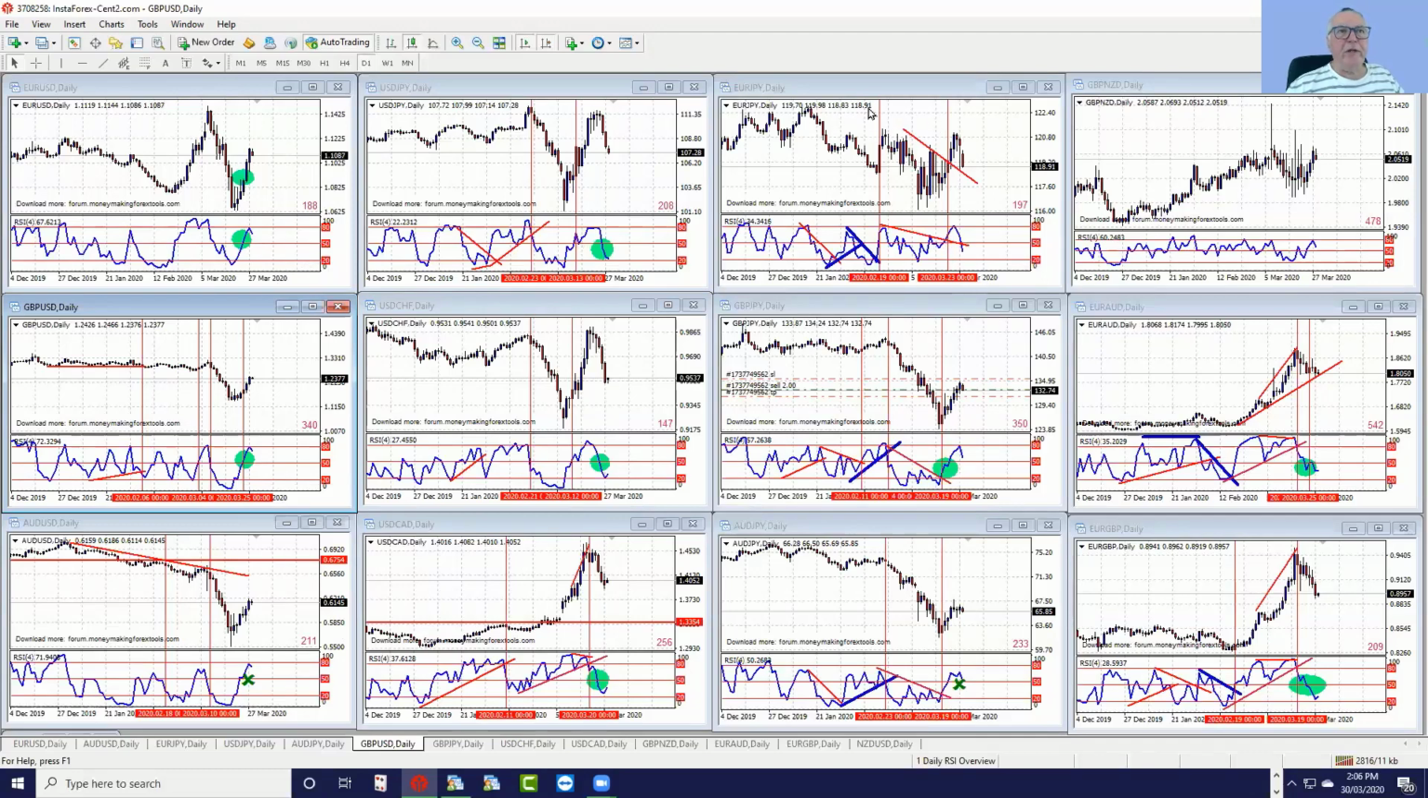Oh yeah, that's a very tricky currency at the moment. Not trading that too much. There was one that didn't quite make it.